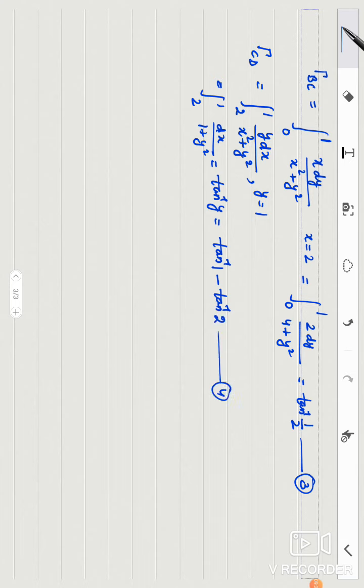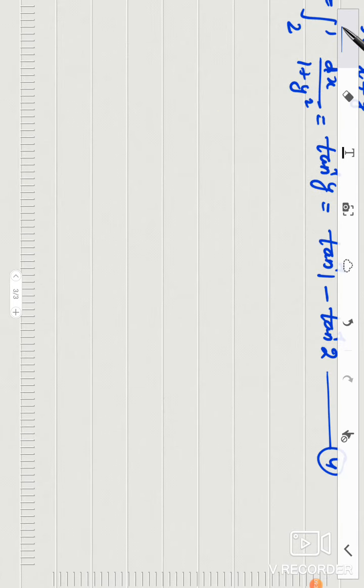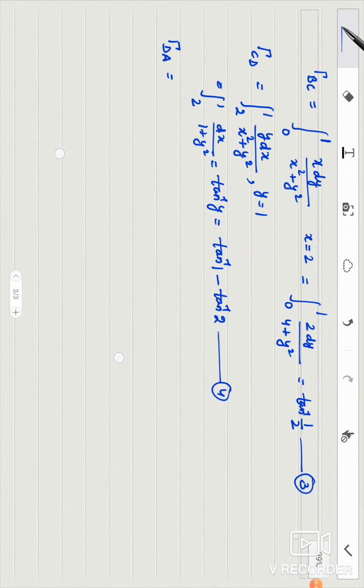Now come to gamma DA, the last one. Along gamma DA, y is variable and x is constant. Because x is constant and y is variable, it is dy, and x is constant, so it will be x dy.